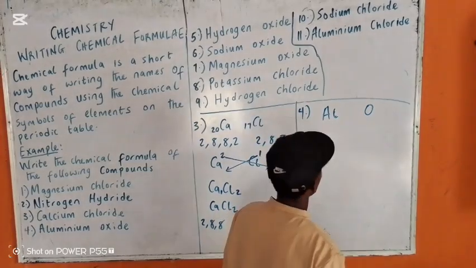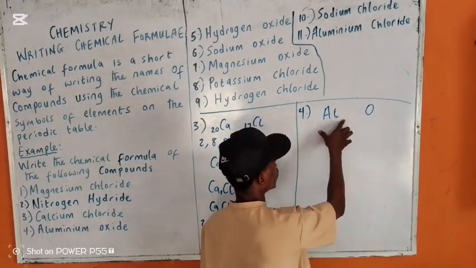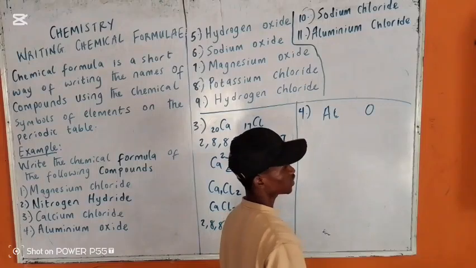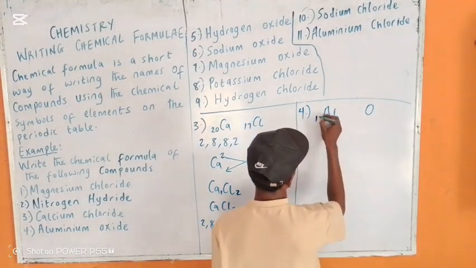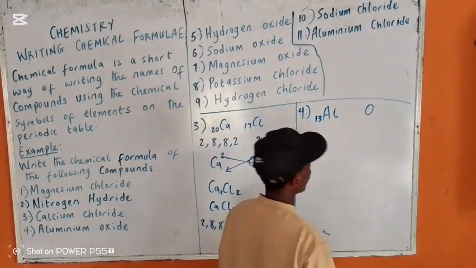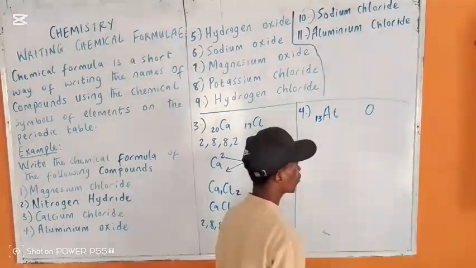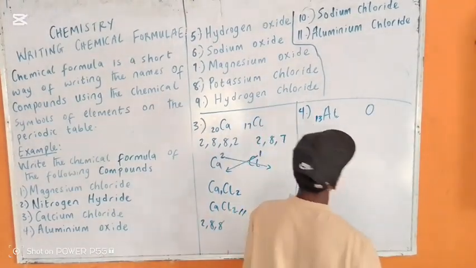Now, what is the atomic number of aluminium? It is number 13. So we have 13 here. And what is the atomic number of oxygen? That is number 8.